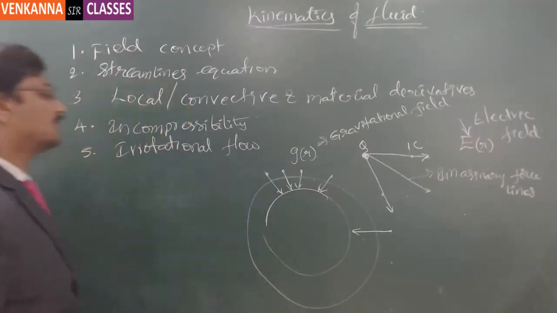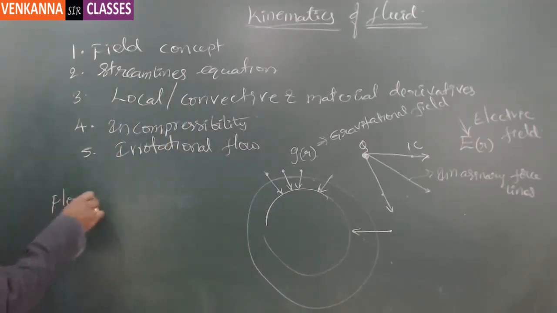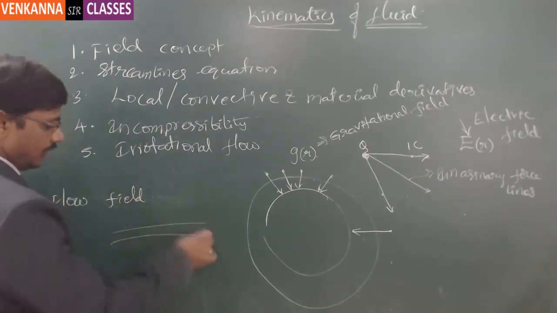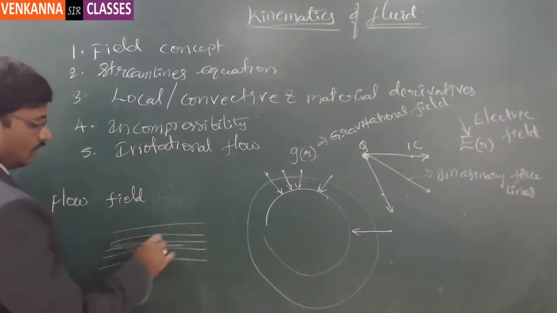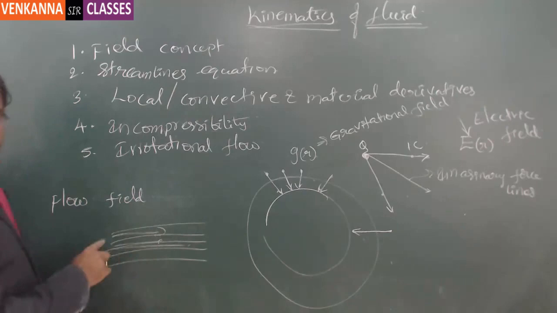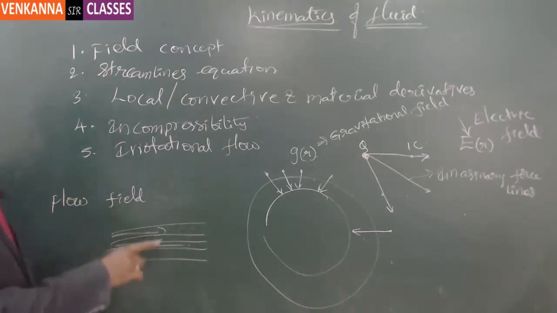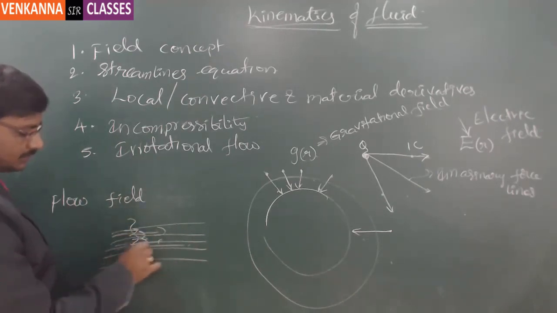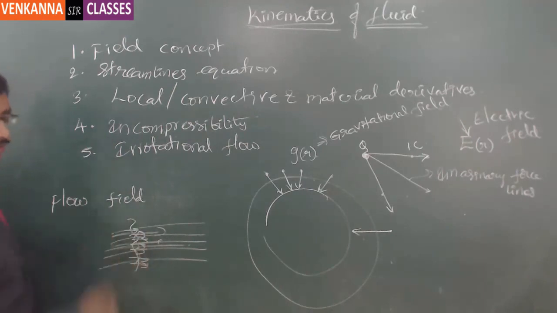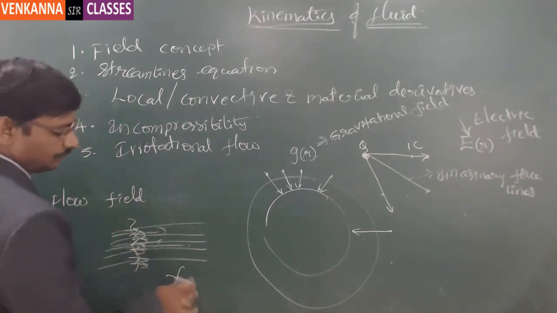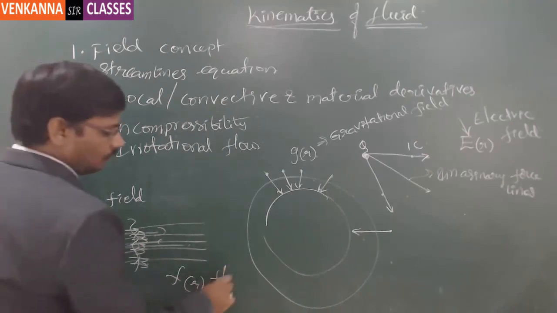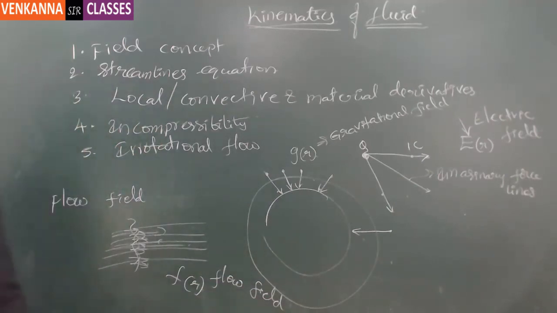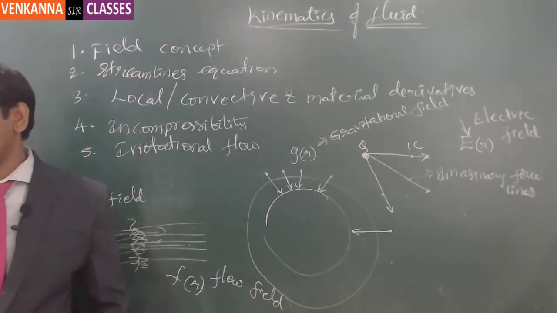So usually we use the terminology flow field in case of fluids. Flow field. Imagine a flow is happening like this. All these lines are nothing but fluid particles moving in a specific direction here. And if you take any instant, there are certain movements like this. All these movements together, if you are able to represent them with an equation called F of r, then this is the flow field. Got it? Understood or not?